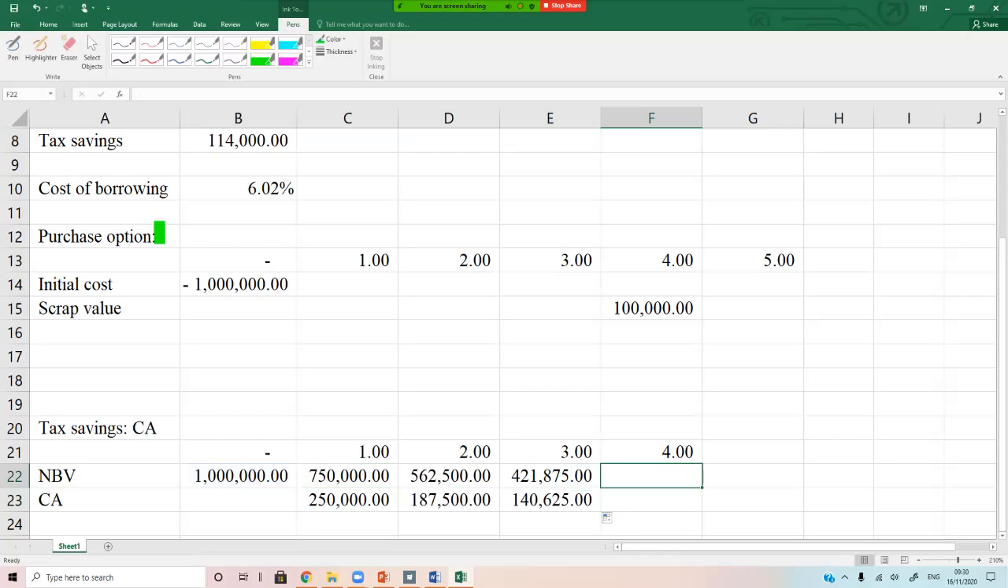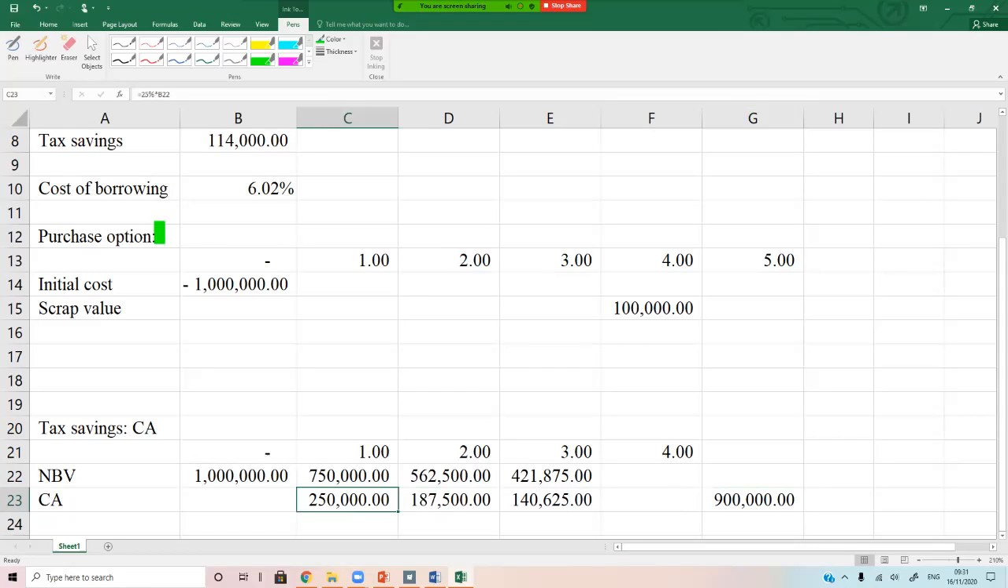In the final year, don't forget you get back 1 million, you get back 100,000. Therefore, the total allowance you can get is equal to the cost of the asset, which is 1 million, minus what you got back, the scrap value, 100,000. Therefore, the total capital allowance by the end of year 4 is 900,000.